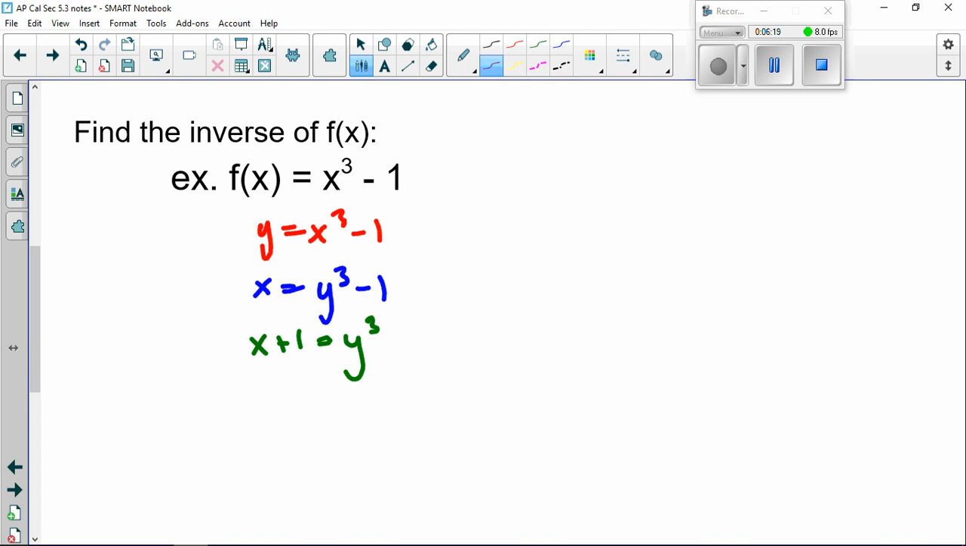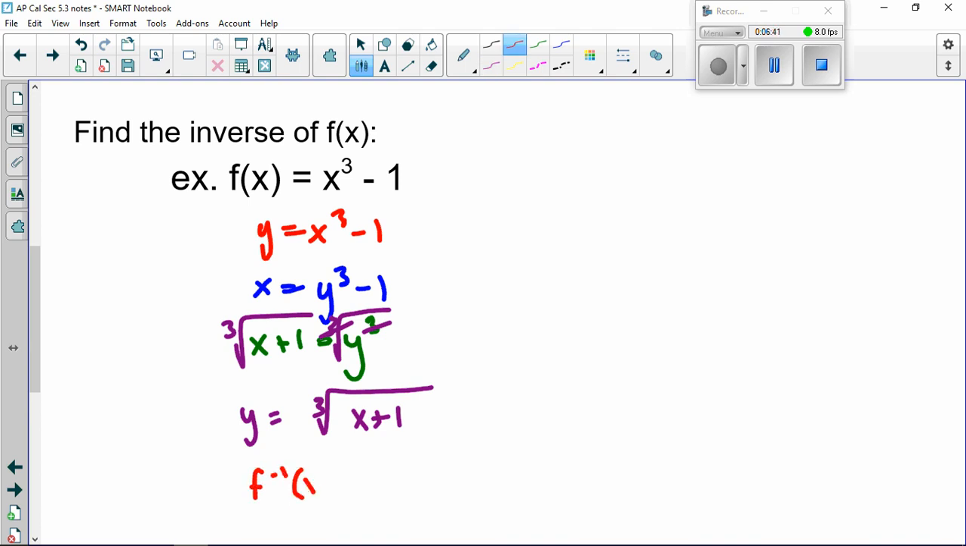And then to undo a cubed is going to be a cube root. So both of these will be cube root. Only even roots have plus and minus, so those are just going to cancel. So y is just the cube root of x plus 1. And then for our final answer, we need to change back our notations. We have f inverse of x is equal to the cube root of x plus 1, and there's really no other way to write that.